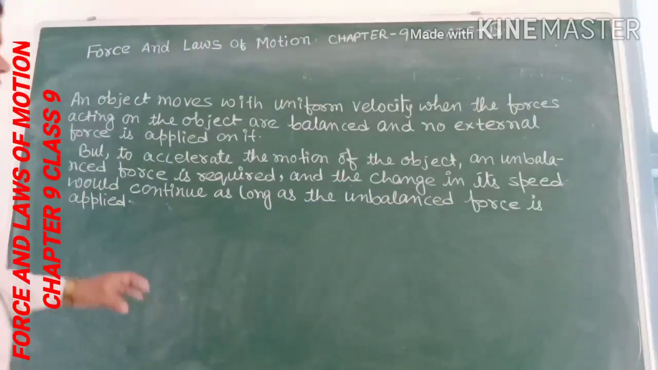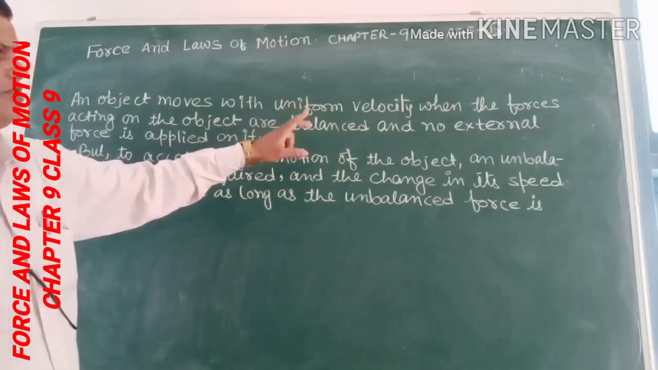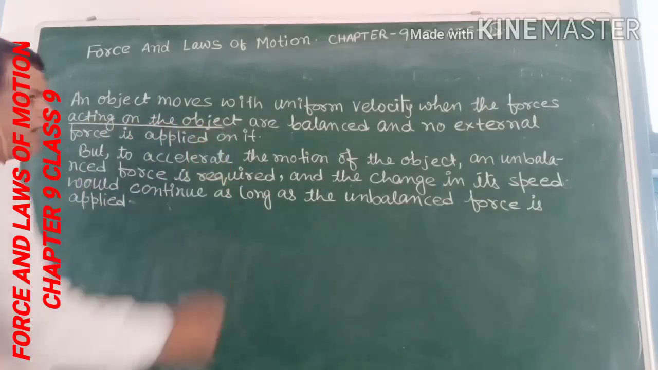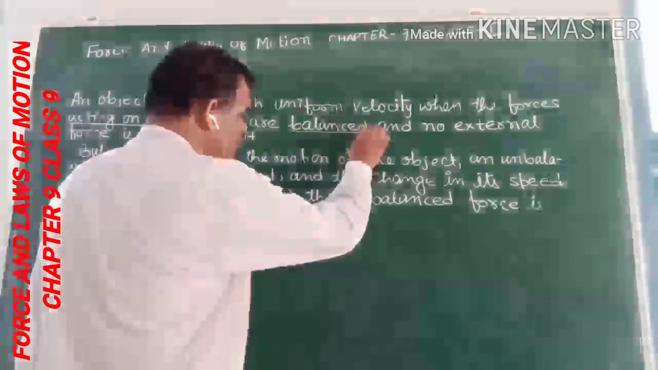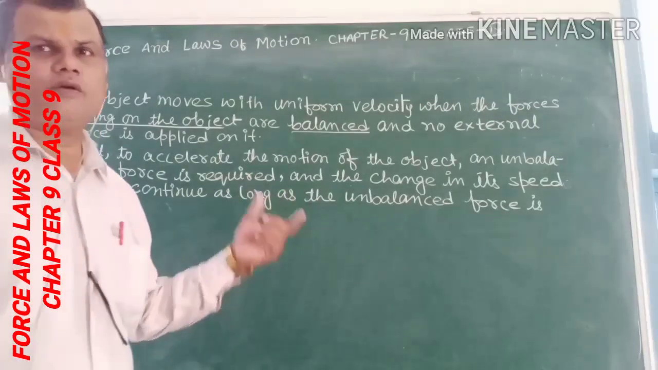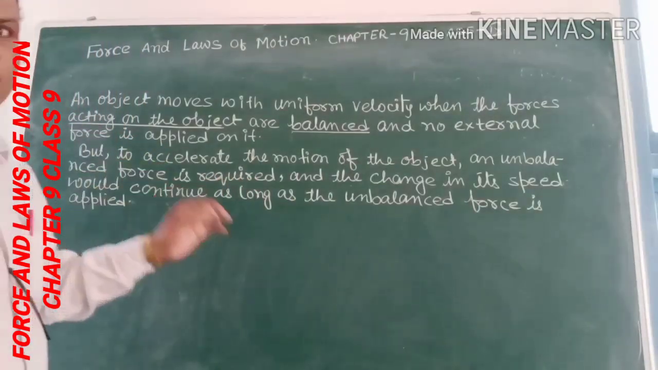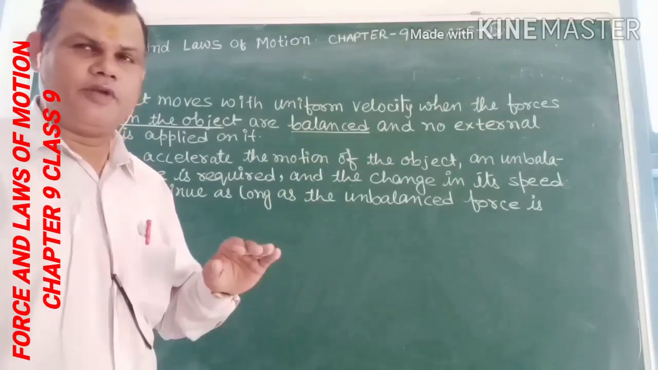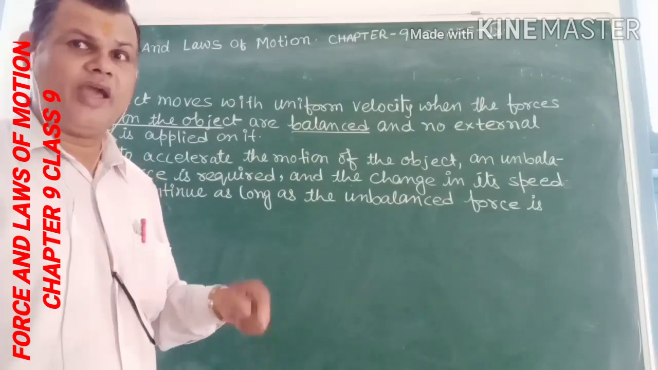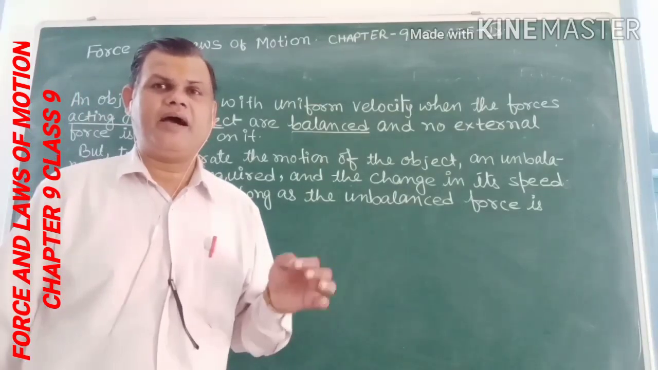Now, what we have studied is that an object will move with a uniform velocity when the forces acting on the object are balanced. When the forces are balanced, that means there is no net external force acting on the object. Then the object will move only with a uniform velocity. But when we want to accelerate an object, then we have to apply an unbalanced force.